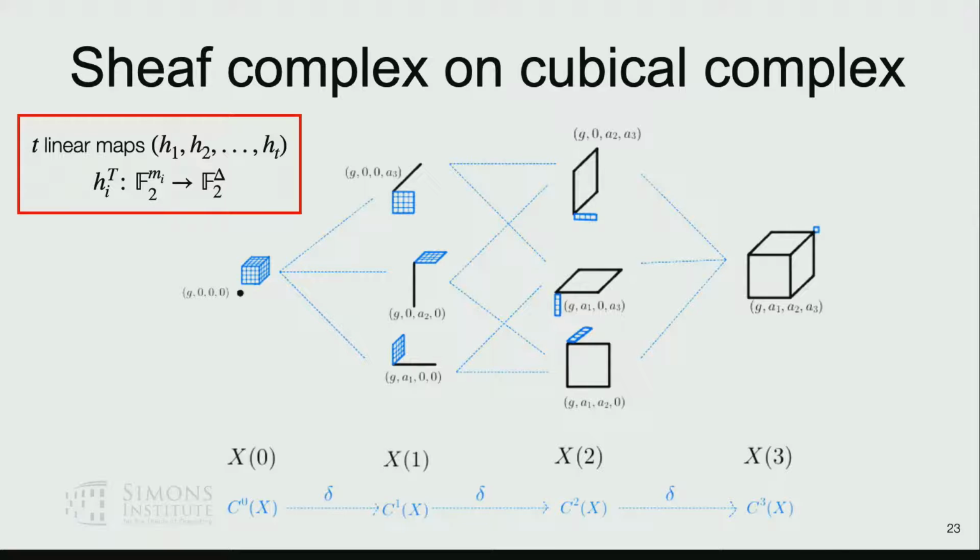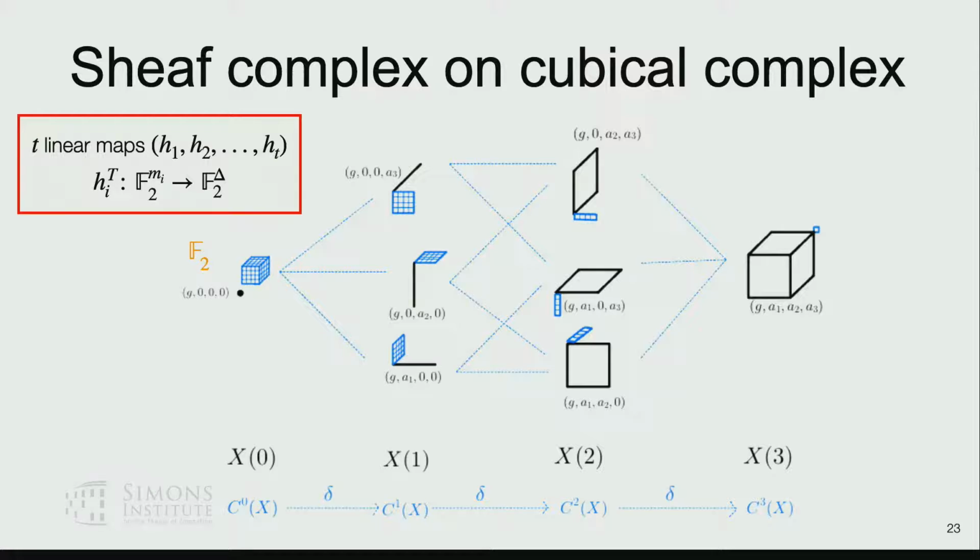So that's what we do. And this is also called the sheaf complex. This process relies on these linear maps, H1, H2, and so on. These are the parity check matrices of the code I was talking about. OK, so what do we do now?